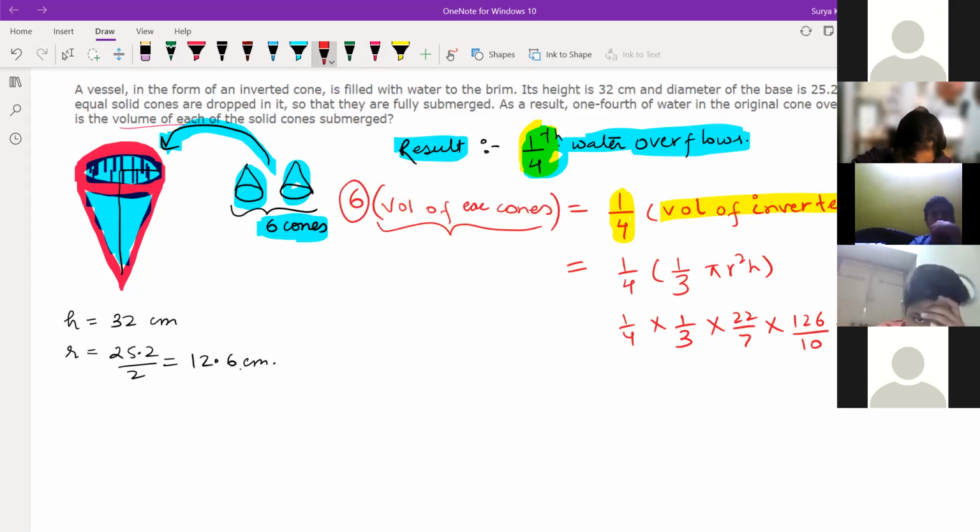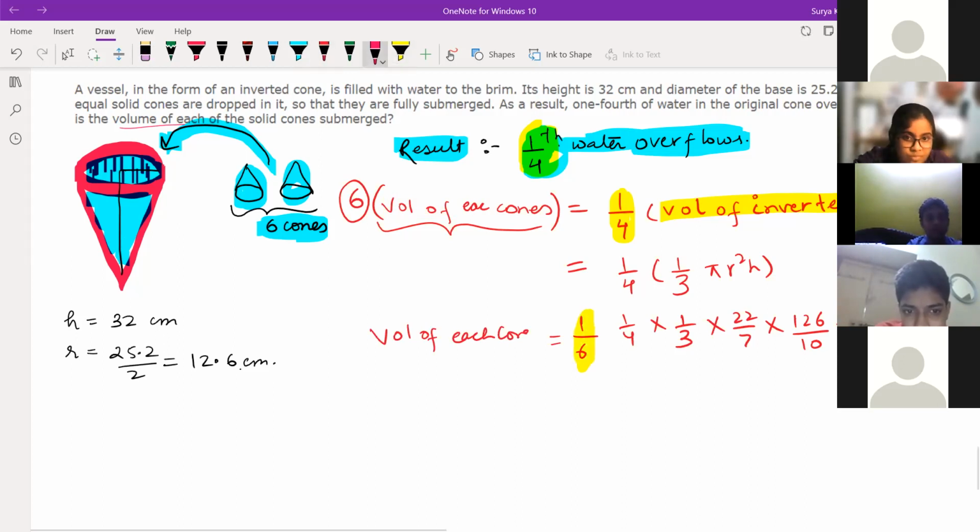And 6 is there, no? This 6 you can divide here like this. 1 by 6 you can write, correct? So volume of each cone is equal to 1 by 6, I did from my side. It's clear why I'm writing 1 by 6 here? Is it clear to everyone? Bhumika, it's clear, right? Yes, sir.